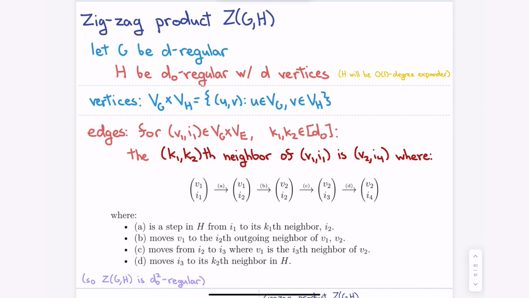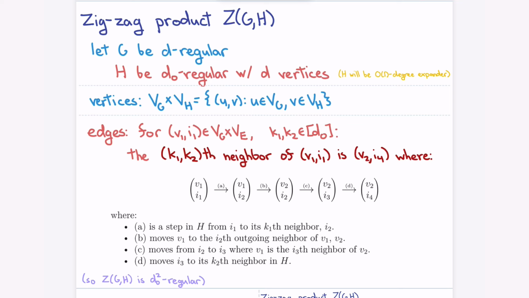All right, so here's the full details. But let me explain this. So G is my D regular graph, and H will be my expander with constant degree. Okay? So what you really want to do is you want to take a step in your expander, right? So you take a step in your expander, and then that step dictates a step in your graph.